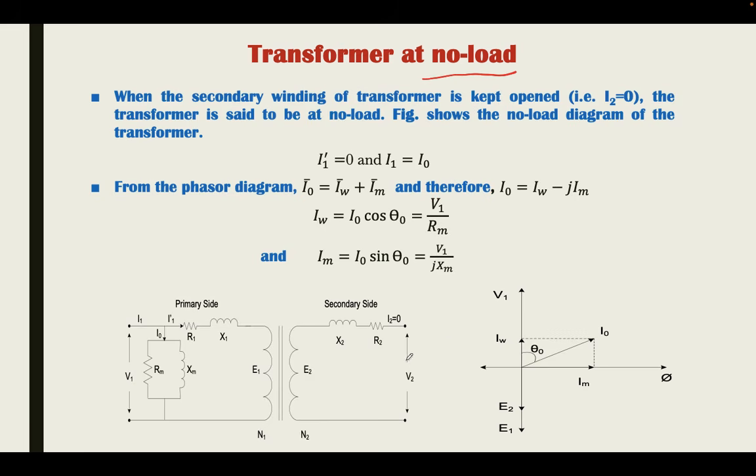Now, when the transformer is at no load, the current in the secondary winding is 0. If the current in the secondary winding is 0, the counter current in the primary winding, I1 dash, will also be 0.